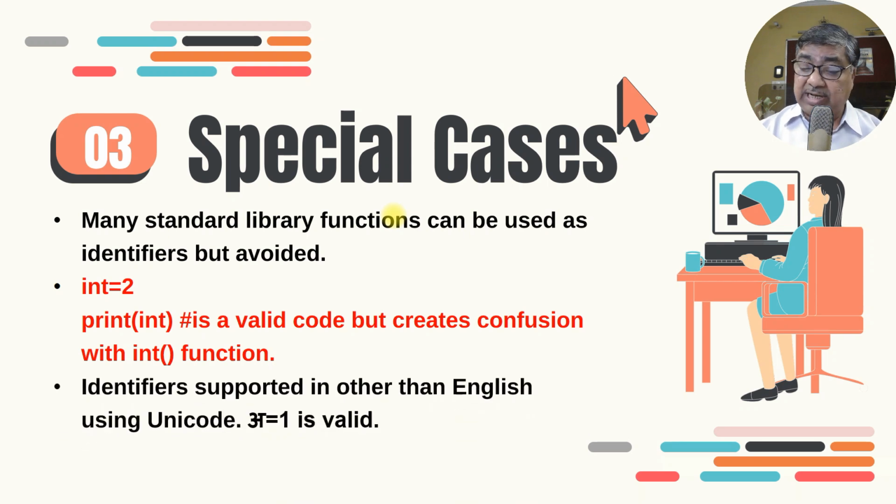Identifiers in languages other than English using Unicode are allowed. For example, a Hindi character is equal to 1, or even a Russian character, Chinese character, French character, Spanish character, all those things will be allowed. And I gave this example that I is equal to 1 is valid. Okay, so consider the special cases: library functions allowed but not used, and other languages are allowed.